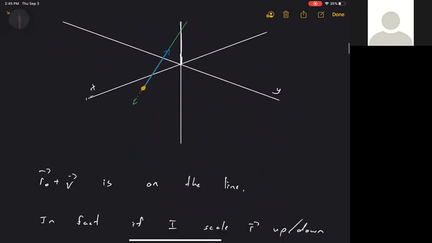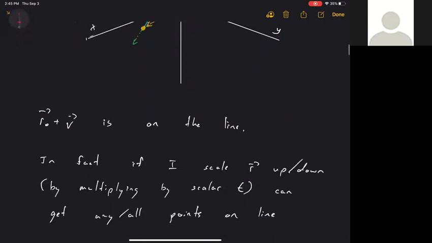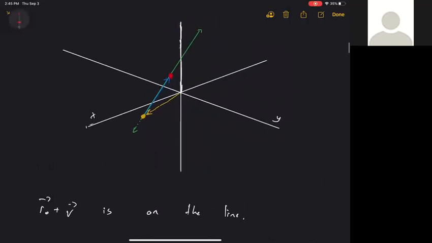So we see that the vector r sub 0 plus v is also on the line, right? The vector r sub 0 would be like this vector, and then we're adding the blue vector to it, and we get to, let's say, this red point. Okay, so that's on the line. And really, I can pick any point on the line, let's say this. And I can add a scalar multiple of my vector v, and I'll get to that point, right?